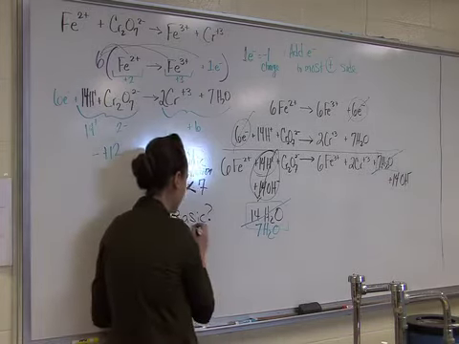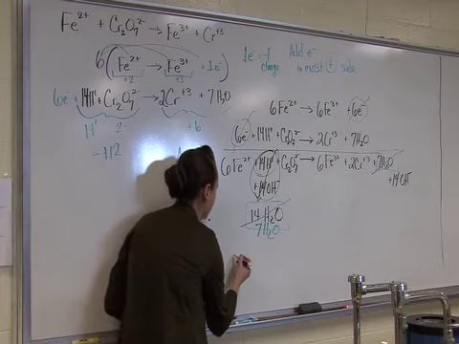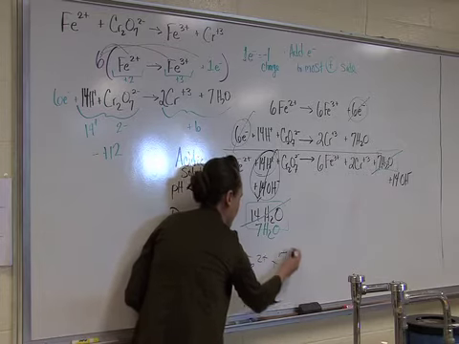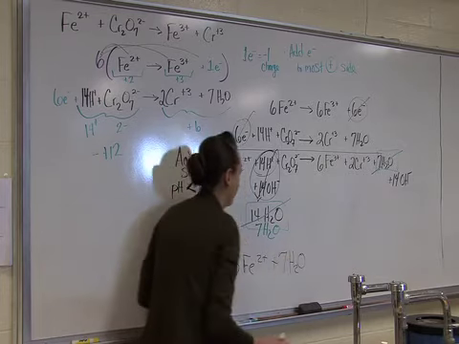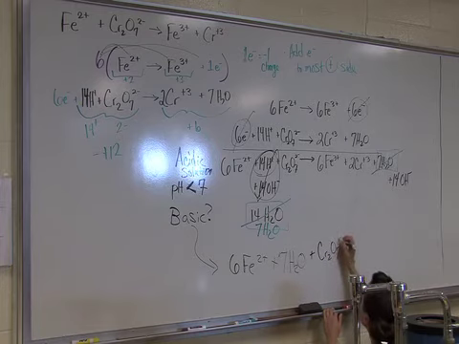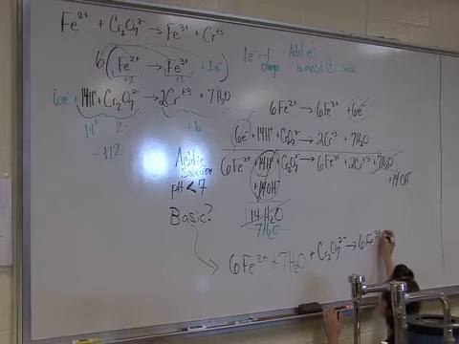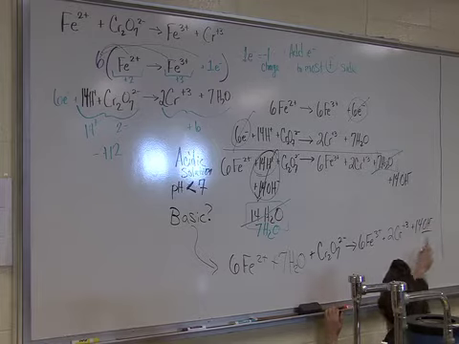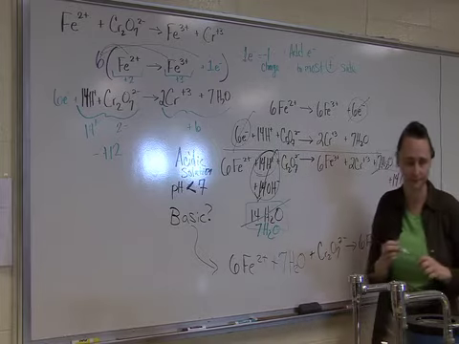My final answer in basic solution would be 6 Fe 2 plus, 7 H2O, plus Cr2O7 2 minus goes to 6 Fe 3 plus, 2 Cr 3 plus, 14 hydroxide. So now it's in a basic solution.